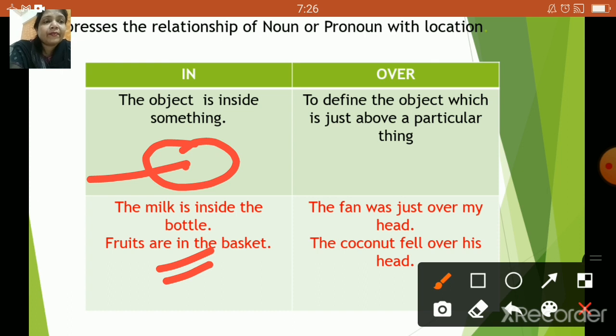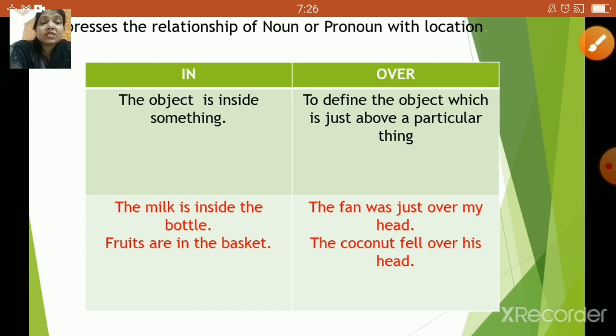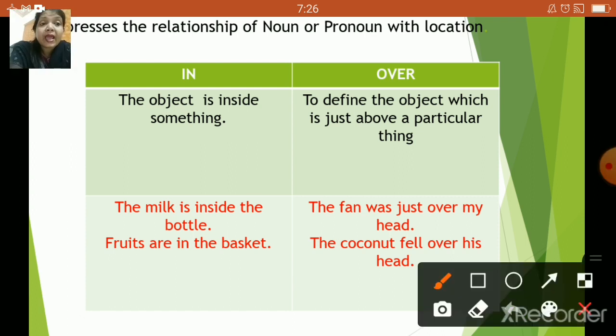Next, over. Now to define the subject which is just above a particular thing, okay, something like the fan was just over my head. Okay, it is above something, over my head, so hence we have to use the word over here. Next, the coconut fell over his head. Fell over his head, again above a particular thing. So whenever we come across these kind of sentence and we want to form a relationship, we have to use the words like in and over.